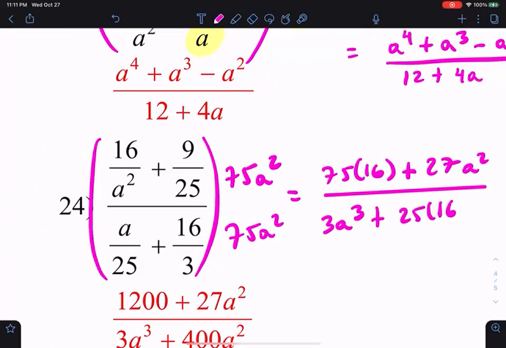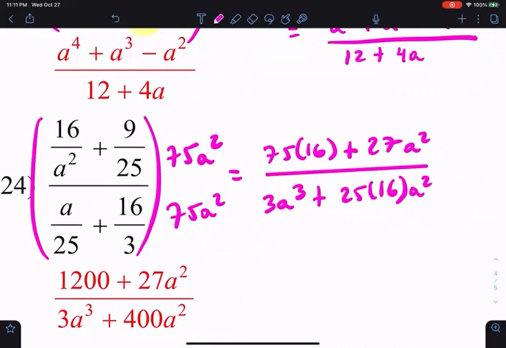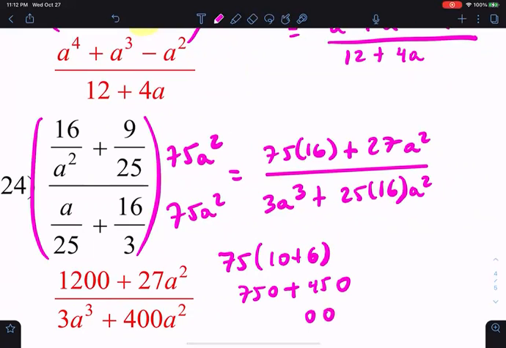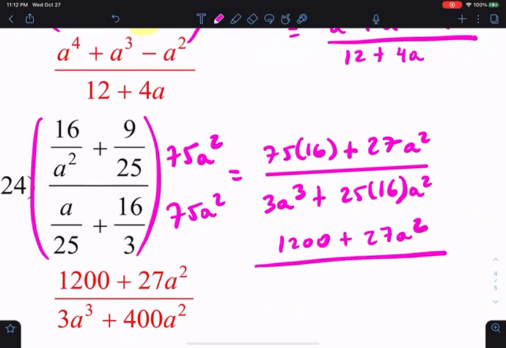25 times 16, right? Because 75 divided by 3 is 25, times 16, 8 to the second power. So we need to multiply 75 times 16, right? So 75 times 10 plus 6, that's 750. And then this is 30 carried 450, right? So this is 1200 on the top. And this is 27a squared. And here we have 3a cubed.